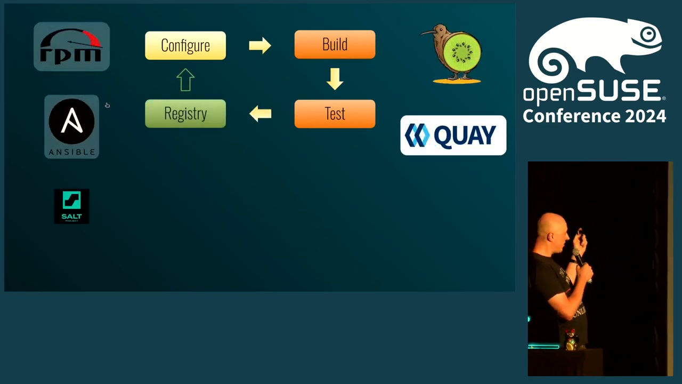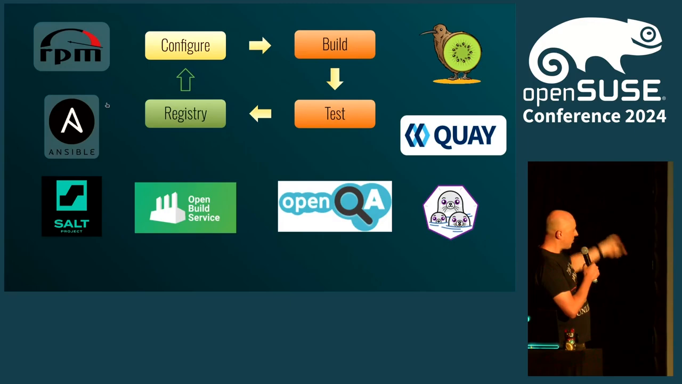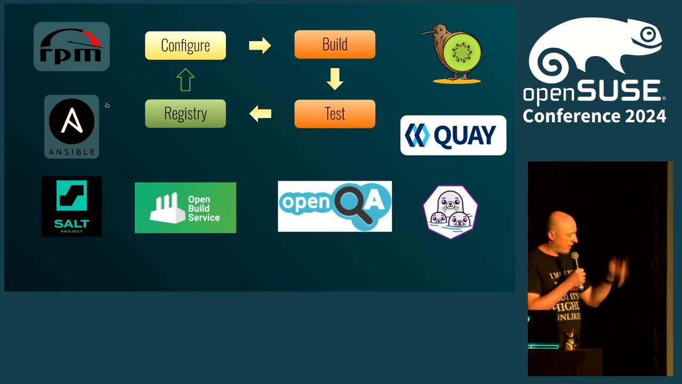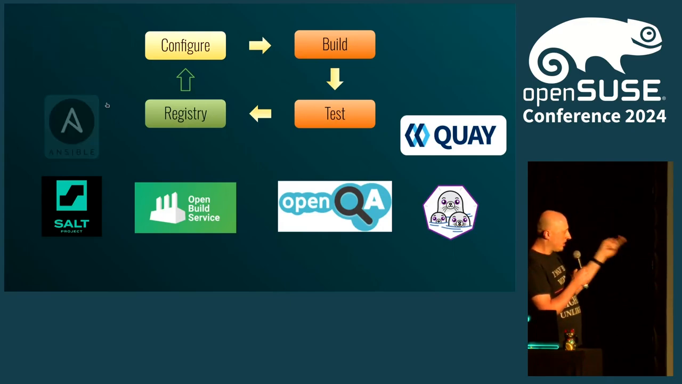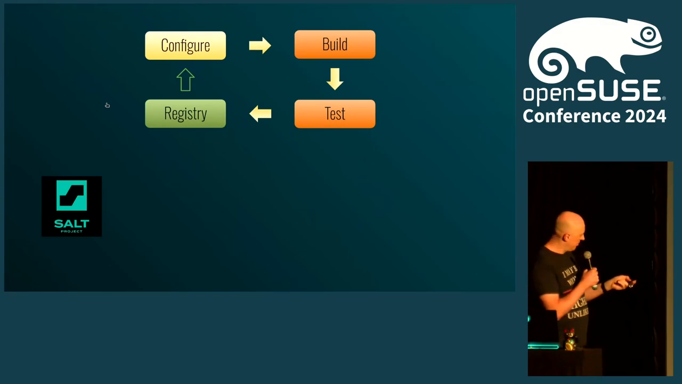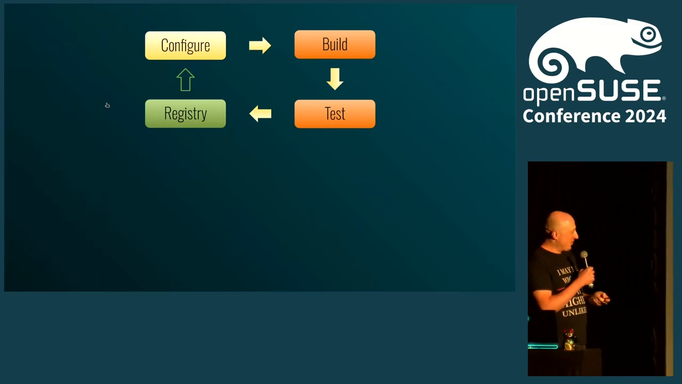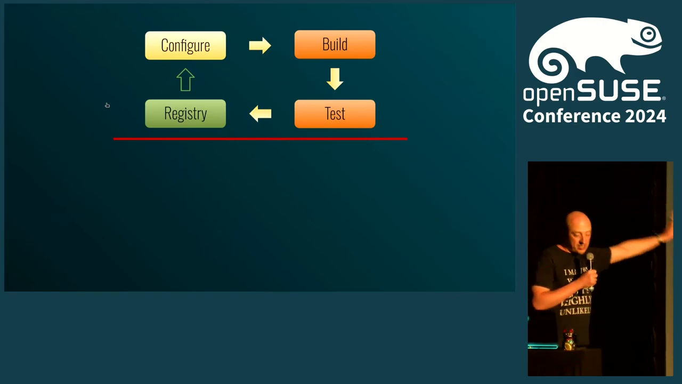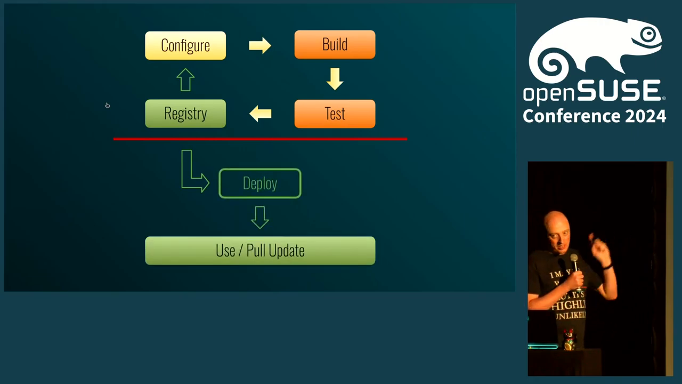And for that, you can have a lot of various tools. That's Kiwi, supposed to be the logo. I didn't find a better one. You can use all the packages, whatever packages you want. It doesn't have to be RPM. Can be Debian, can be Slackware, whatever. Ansible, Salt, Open Build Service, OpenQA, whatever, right? So all those tools you have, and that's your line here, right? So you stay there. Here is where your test environment is. And then you deploy, and then you use and pull updates.